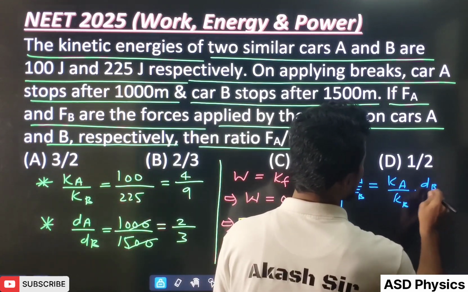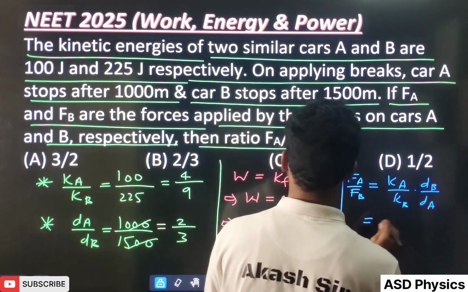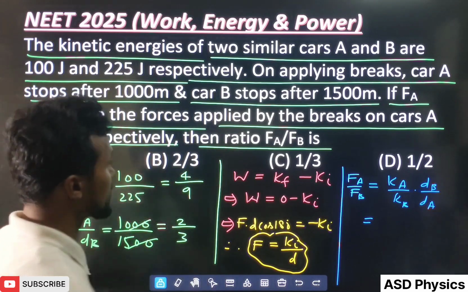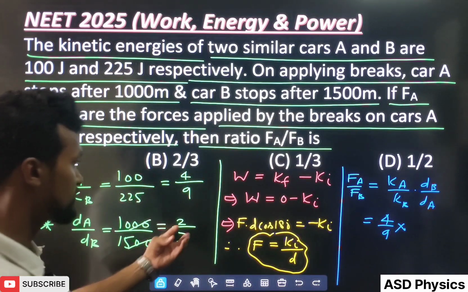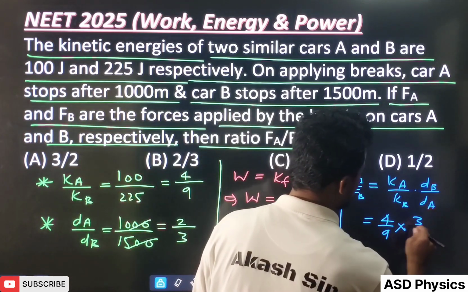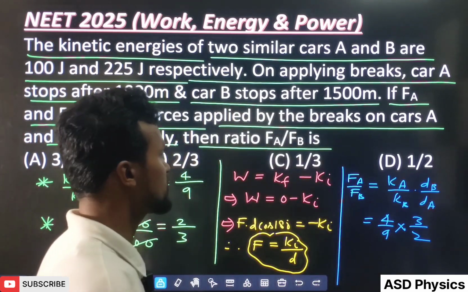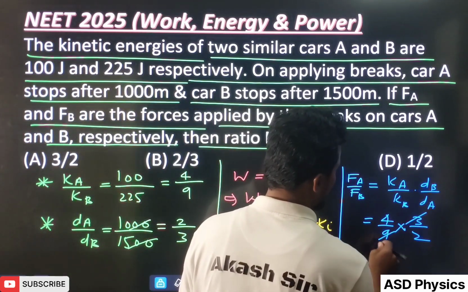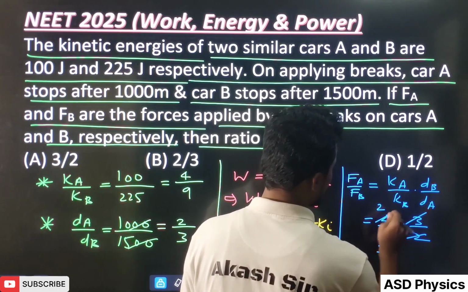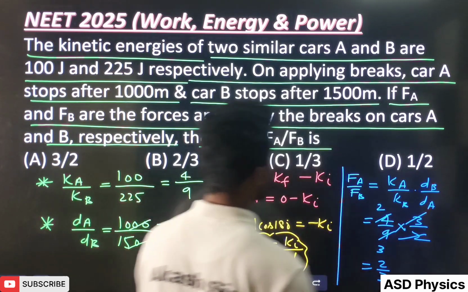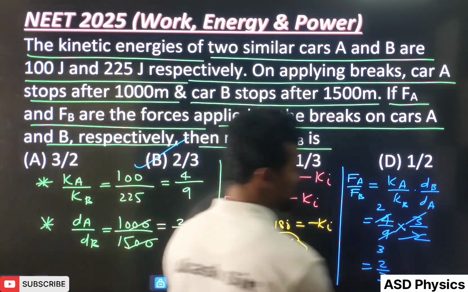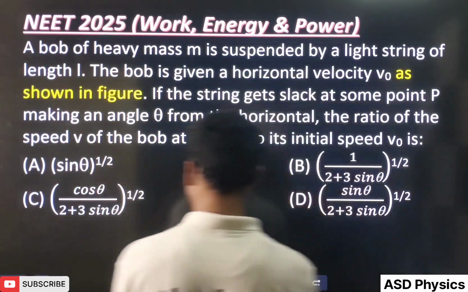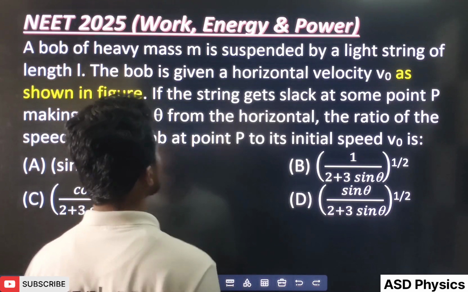That means we can write here dB by dA. So Ka by Kb, how much is coming here? We can write 4 by 9, and dB by dA will become reverse, 3 by 2. So just cancel out: 3 3 9, 2 2 4, so it is coming 2 by 3. The correct option is option B. This question we have done by work energy theorem. Great. Next one, students, this vertical circular motion question is here.